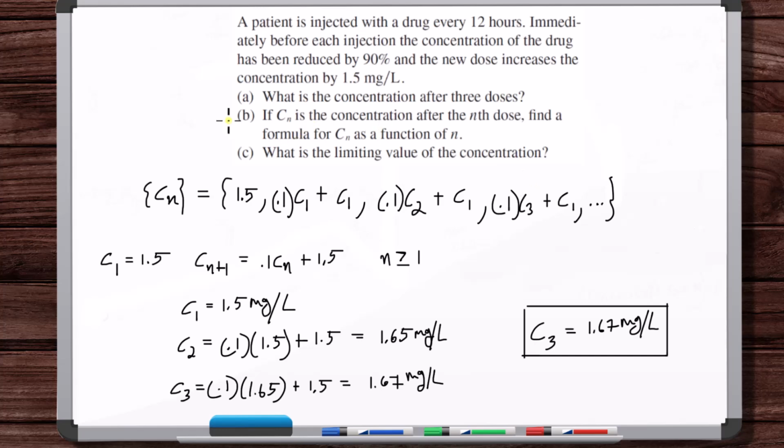Okay, so now how can we answer part B? How can we come up with a general C sub n? In other words, it's not recursive, just a function of n. You plug in 1, you get 1.5. You plug in 2, you get 1.65. You plug in 3, you get 1.67, etc. And it works for all n. How do we do that?